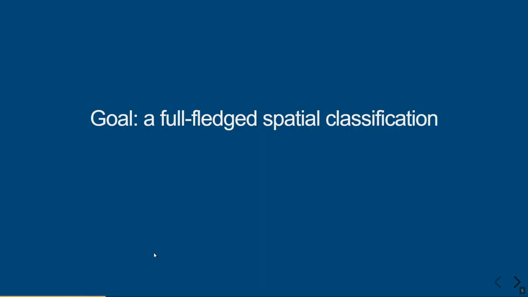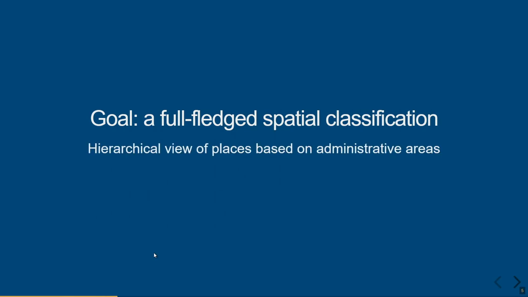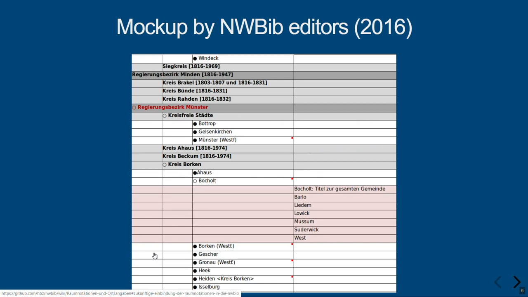So the goal was to build a full-fledged spatial classification based on this data, with a hierarchical view of places, with one entry or ID for each place. We got this mock-up from NWBIB editors in 2016, made in Excel, to get a feeling for what they would like to have. There you have the Regierungsbezirke, that's the most superior administrative area. Then you have some towns or districts, rural districts, and then it's going down to the parts of towns, even to this level.